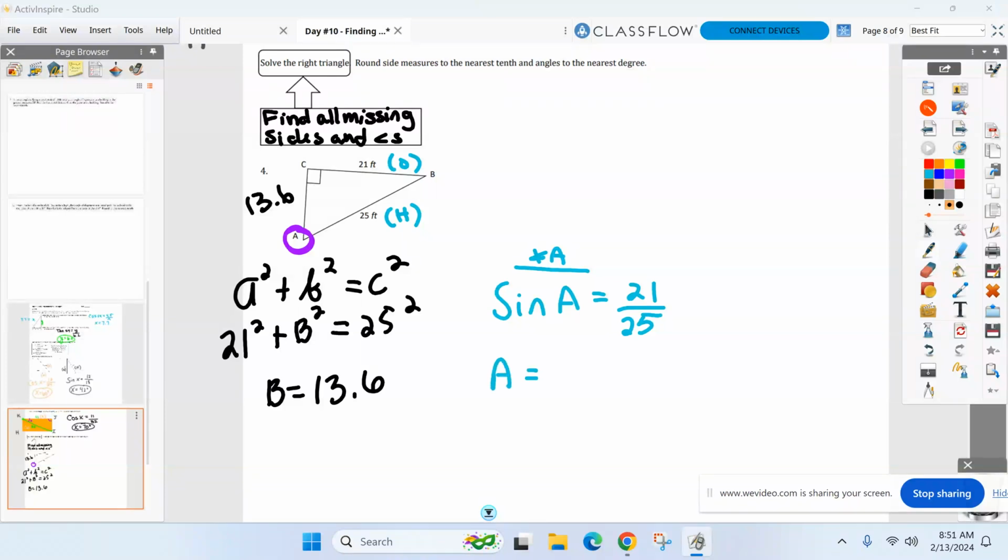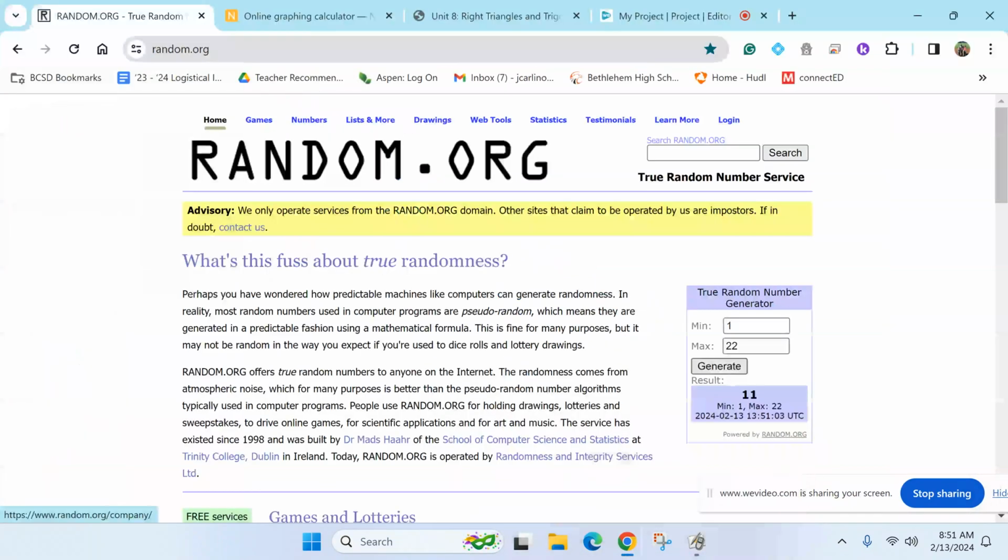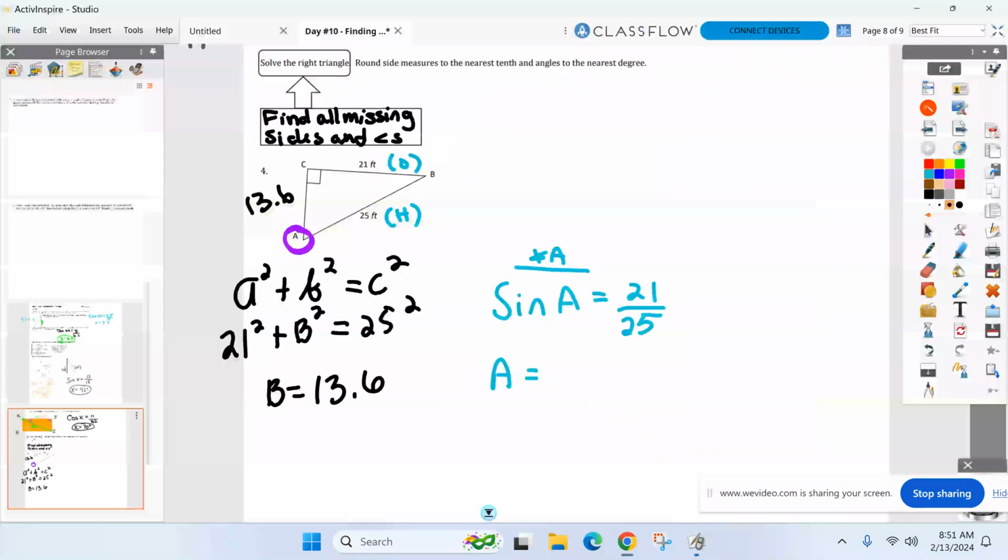And when I round that to the nearest degree, angle A, when you're ready there, Makai? 57. Oh, the nearest degree, 57. Thank you. 57 degrees.